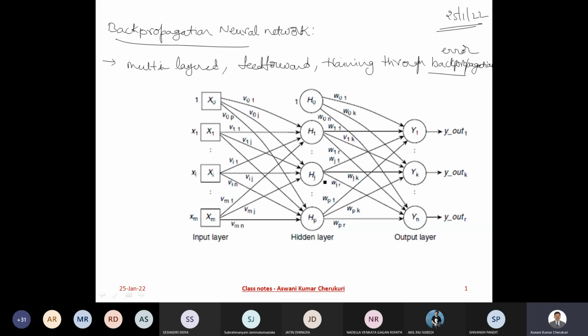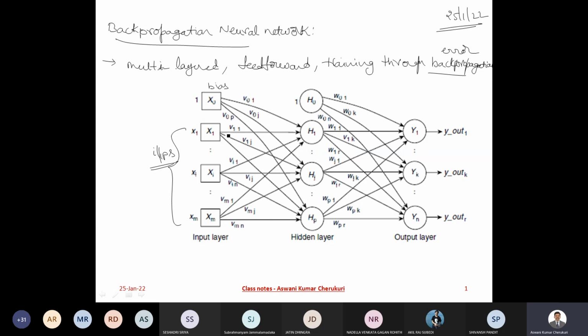Are you able to see, all of you? Yes, sir. These are all your input connections. These are all your formal inputs, and this is the bias. Okay. So this bias input is there for every node. You can notice that the bias input is going to H1, and so on to HJ and HP, and it is fully connected.